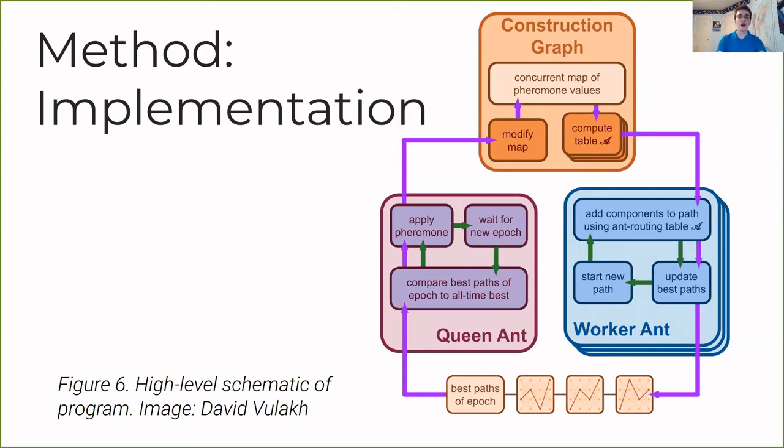The paths they build are used by the queen to periodically update the pheromone map. In this way, though the processes never directly communicate with each other, they are able to indirectly exchange information through the shared data structures to improve the quality of ant solutions over time.